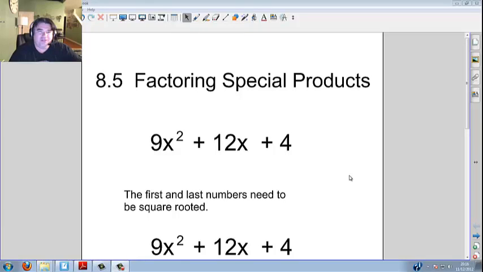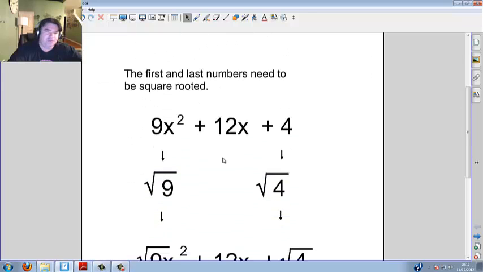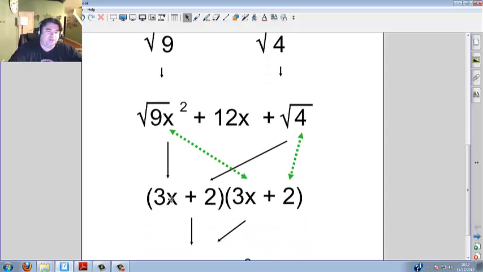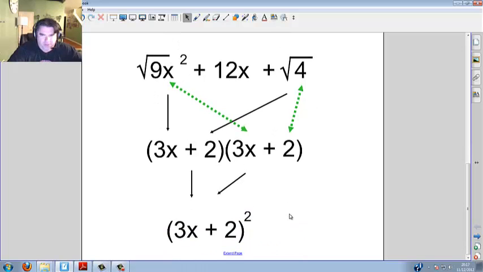Alright, so we have 9x squared plus 12x plus 4. Now what you want to do here is if you happen to notice, hey, I can square root the 9 and the 4. And if you do that, let's see what happens here. Well, the square root of 9 is 3, and the square root of 4 is 2. So the question is, could I have a 3 and 2, a 3 and 2? And notice how 9x squared becomes 3x and 3x, and notice how square root of 4 becomes a 2 and a 2. Also notice how 3x plus 2 times 3x plus 2 simply becomes 3x plus 2 squared.